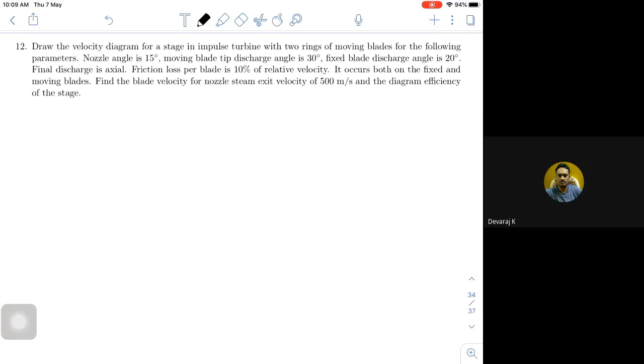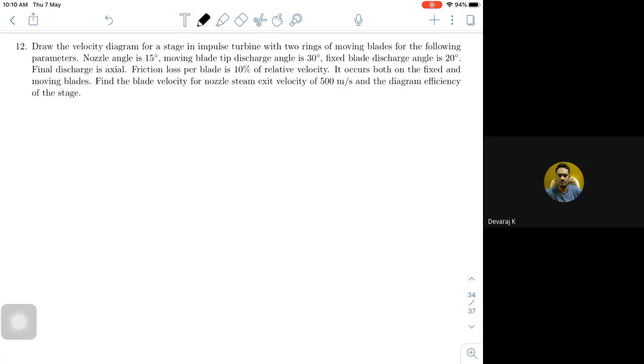The nozzle angle is 15 degrees. Moving tip discharge angle is 30 degrees. Fixed blade discharge angle is 20 degrees. Final discharge is axial. Fine. Friction loss per blade is 10% of relative velocity. It occurs both on the fixed and the moving blades.